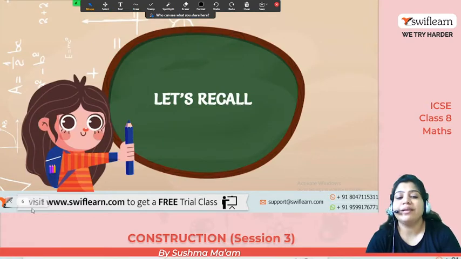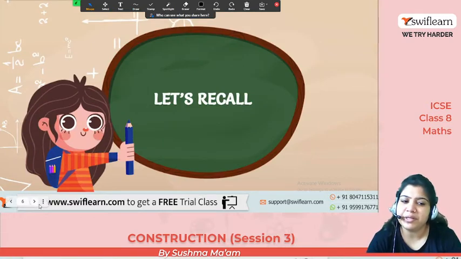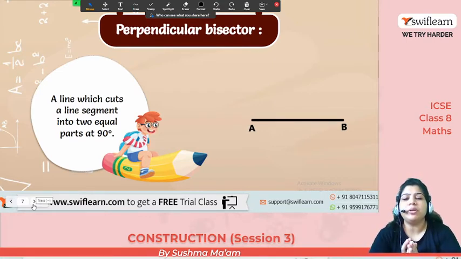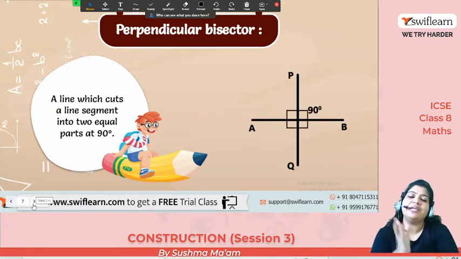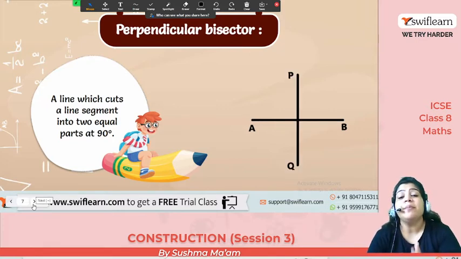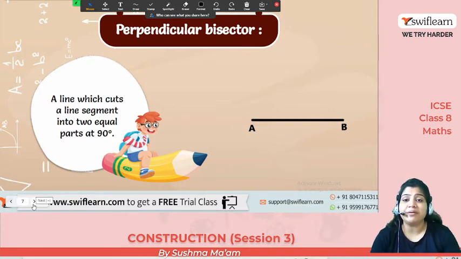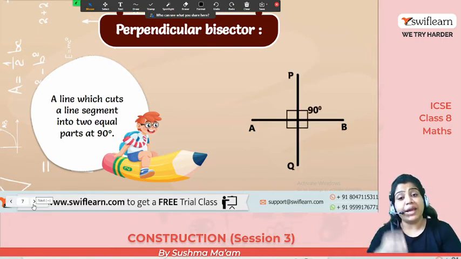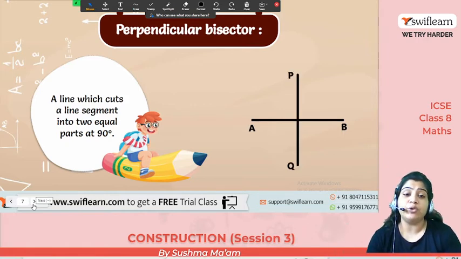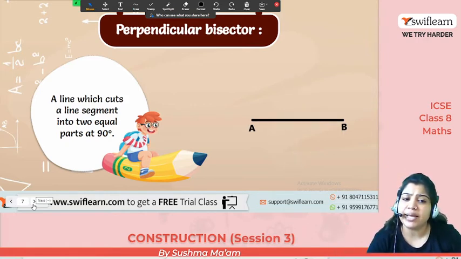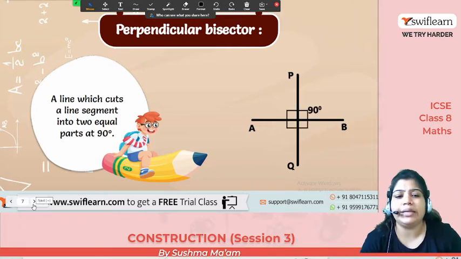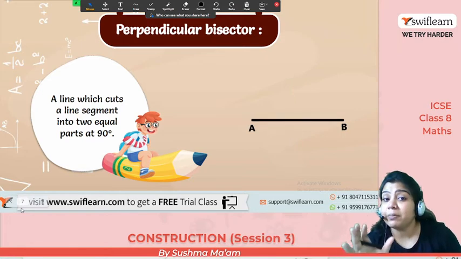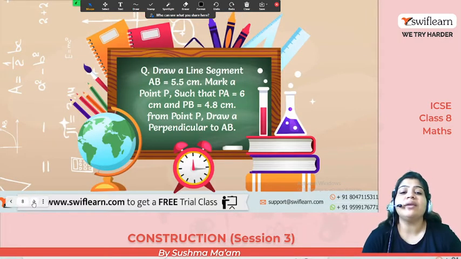So let's recall what we already completed in the last class, perpendicular. What is the meaning of perpendicular? Perpendicular means any line which makes a 90-degree angle. Yes, straight 90-degree. But bisector means a line that splits into 2 equal halves. And perpendicular bisector means it is making 90 degrees as well as dividing the line into 2 parts. So a line which cuts a line segment into 2 parts at 90 degrees, that is the meaning of perpendicular bisector.